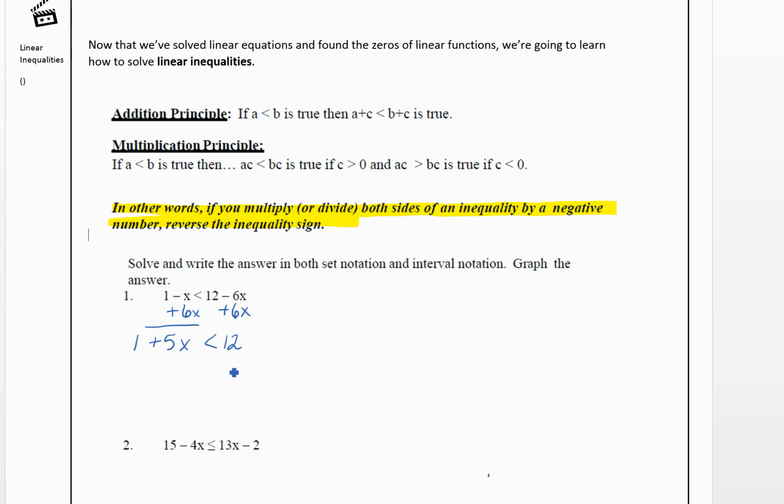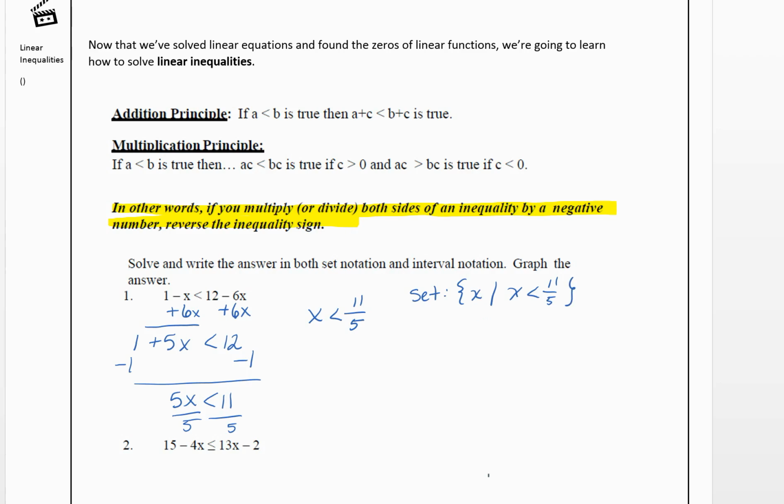Okay, now I'm going to subtract 1 from both sides. So I'd have 5x is less than 11. And finally, to get x by itself, I need to divide both sides by 5. So here I get x is less than 11 fifths. Now, for set notation, I'm just going to say x such that x is less than 11 fifths. So you're going to write what you just solved here, and you're just saying our variable here is x.